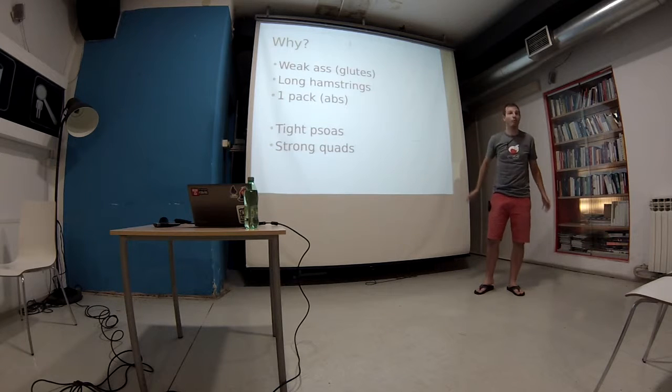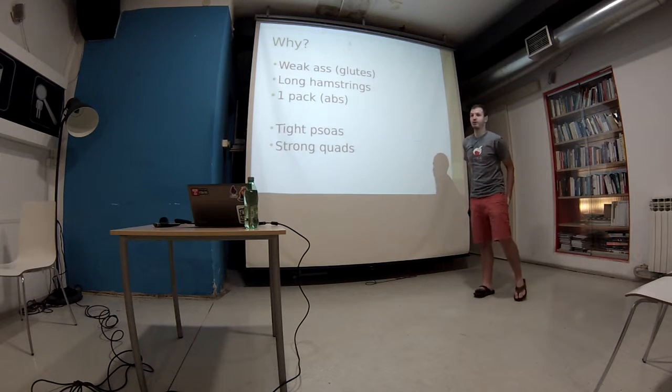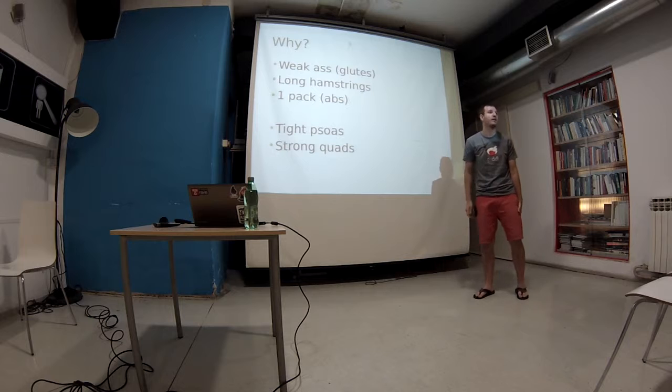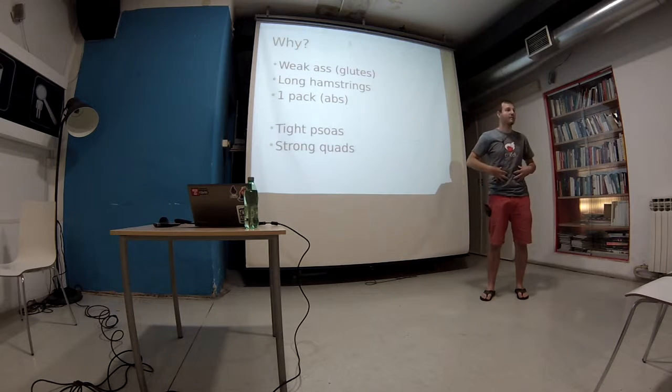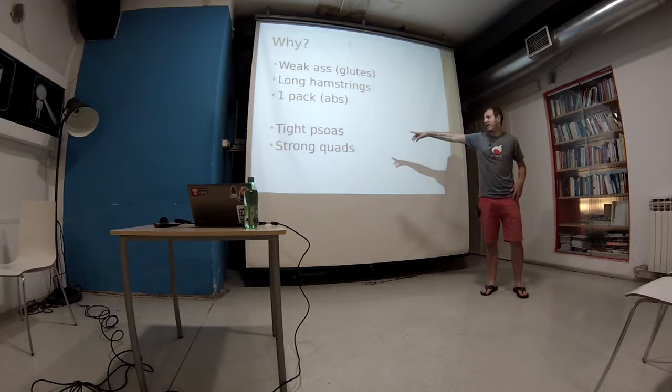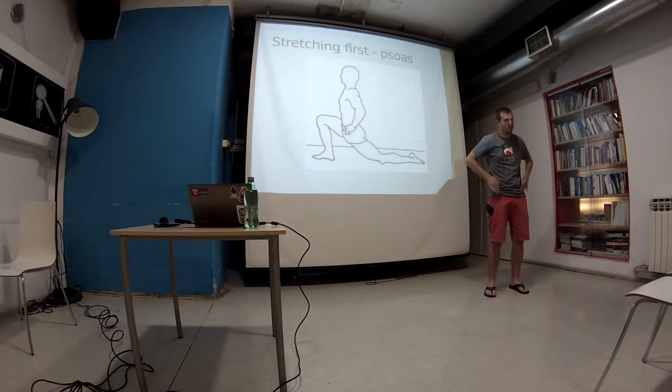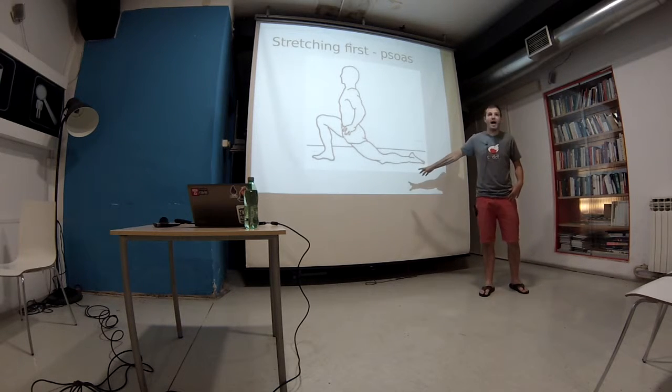Why does this happen? You have a weak ass. Your glutes are underdeveloped. You have extended hamstrings from sitting down all day. And you have a 1-pack instead of a 6-pack. You also have a tight psoas, which is the muscle that connects your spine to your femur. And you have tight quads.